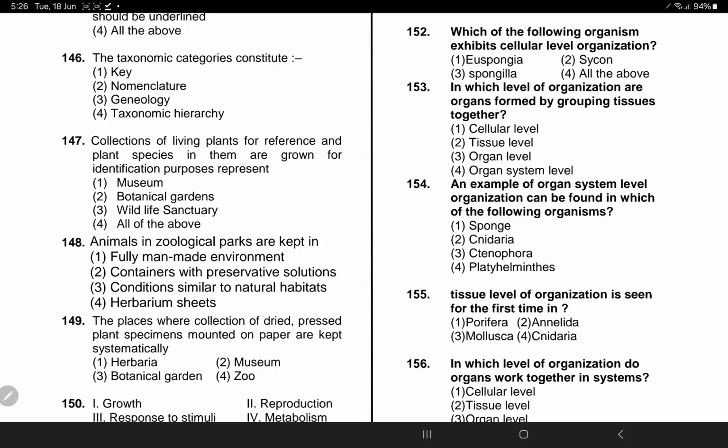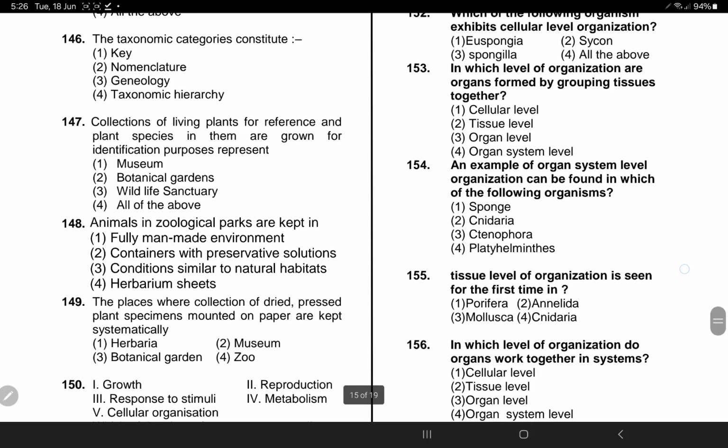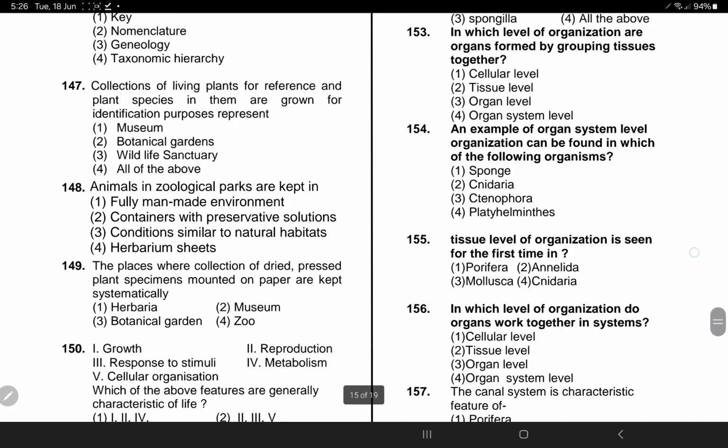An example of organ system organization can be found in which of the following organisms? That is option 4, Platyhelminthes. Tissue level of organization is seen for the first time in Cnidaria, option 4. In which level of organization do organs work together in a system? Organ system level of organization, option 4.